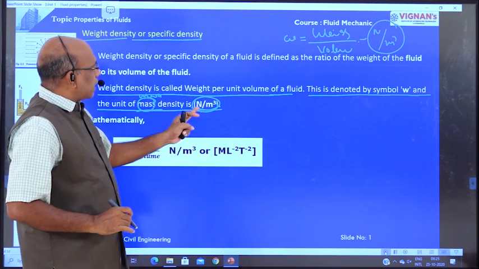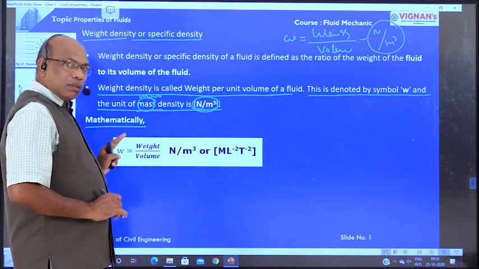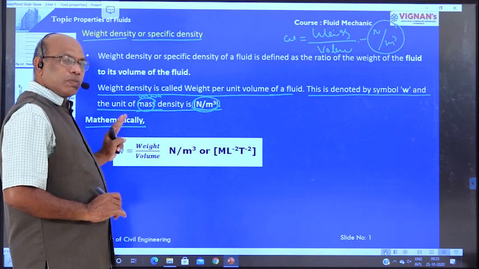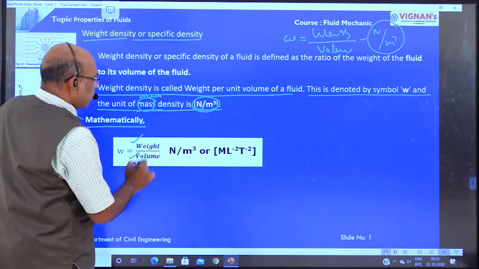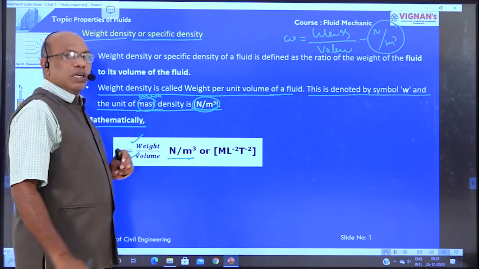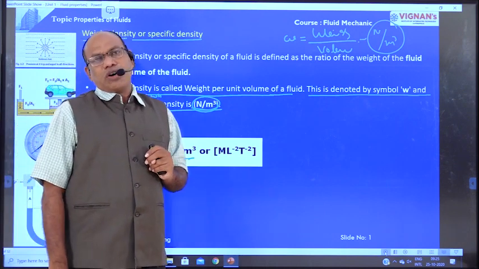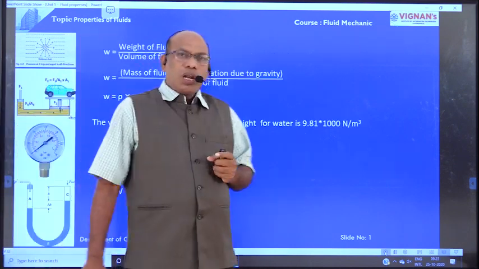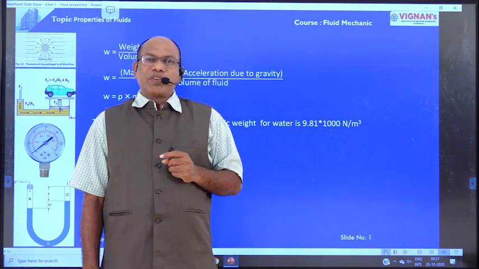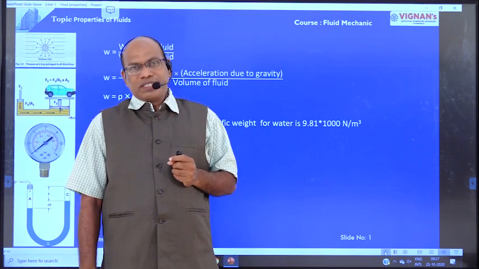Units of weight density is Newton per metric cube. The mathematical equation for the weight density or specific weight, weight by volume, has units of Newton per metric cube. Now we are going to develop one relation between the density and specific weight.